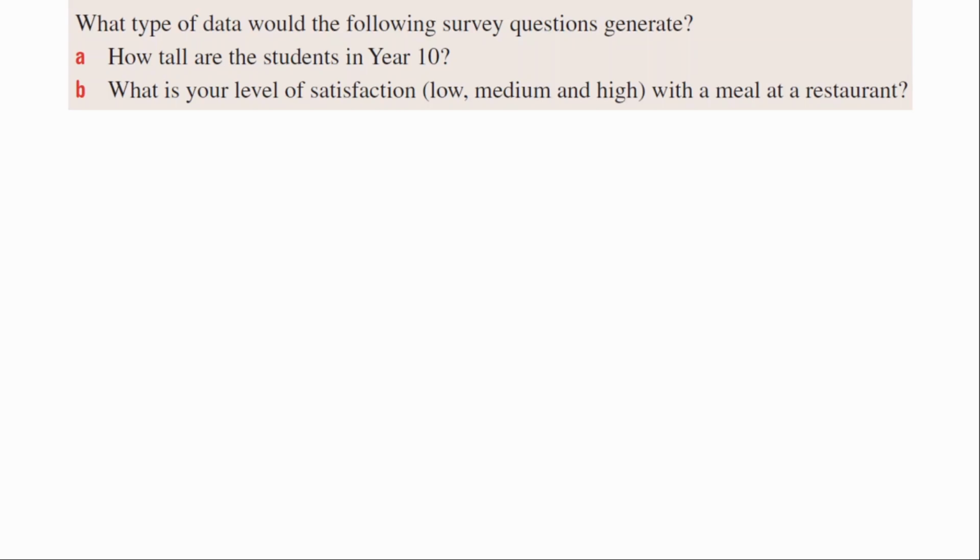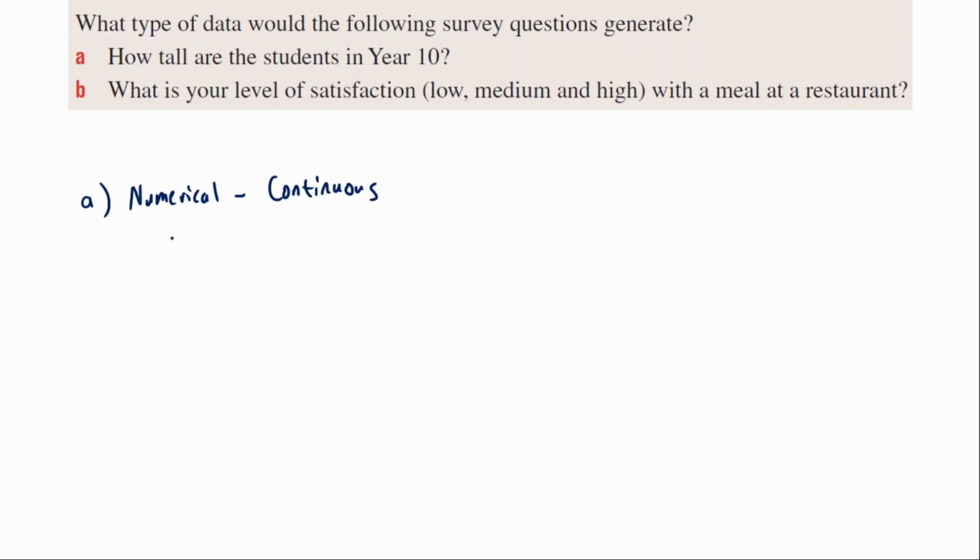All right, this first one says, how tall are the students in year 10? So what type of data will that generate? So we know it's going to be numerical to start off. Our answer is going to be a number. Once you've got that, how tall are they? We're measuring, it's a measurement. You might get decimals, so it might be 180.6 centimeters. So in this case, it will be continuous.